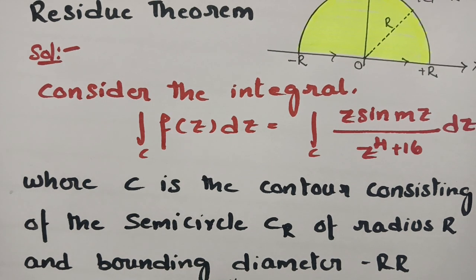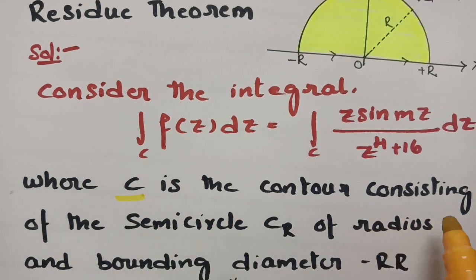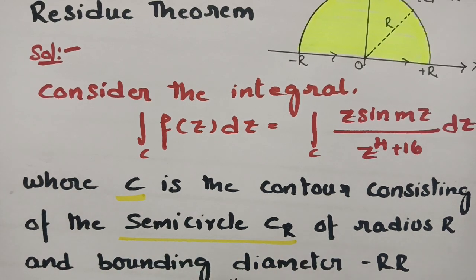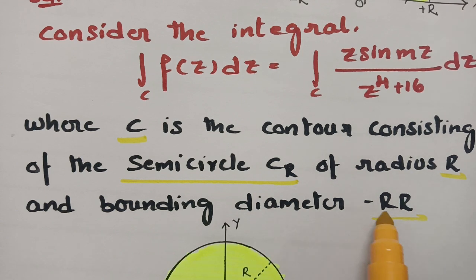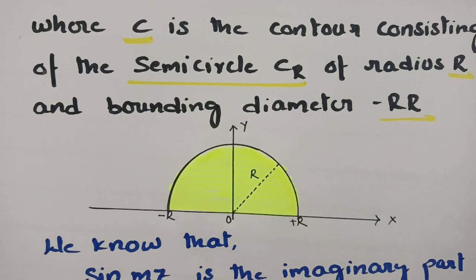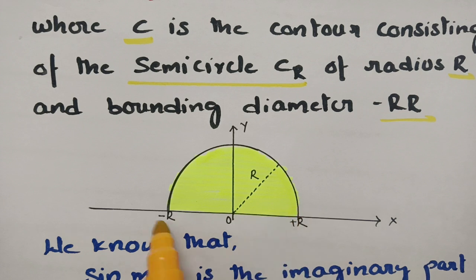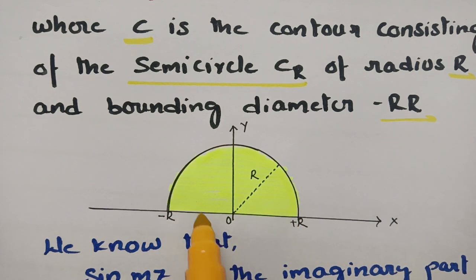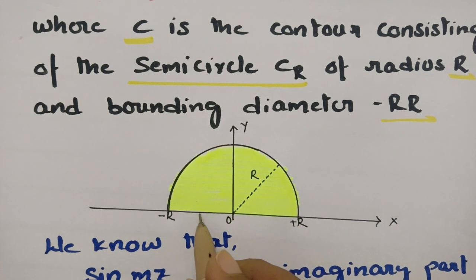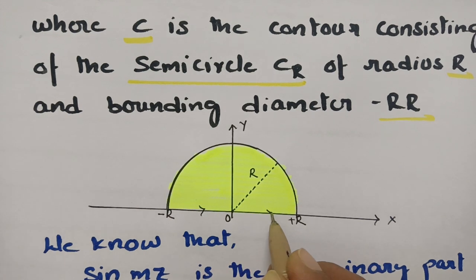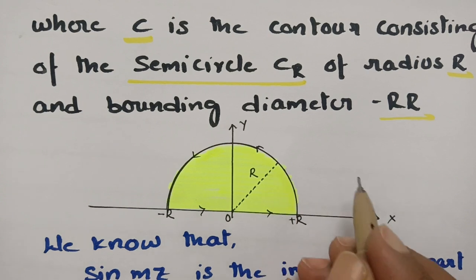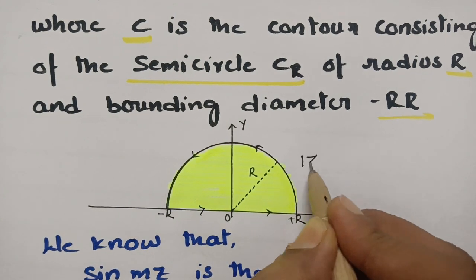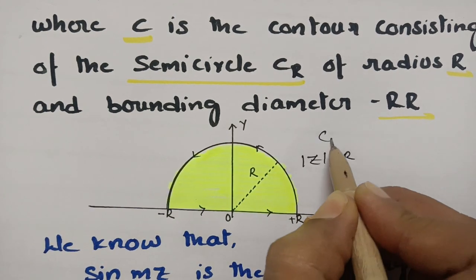Now see here, what is C here? C is a contour consisting of a semicircle CR of radius R bounded by the diameter minus R and plus R. So this is the diameter minus R to plus R, through the real axis, and again through the semicircle with center 0 and radius R. So this is the contour which I am going to take, that is mod z is equal to R.